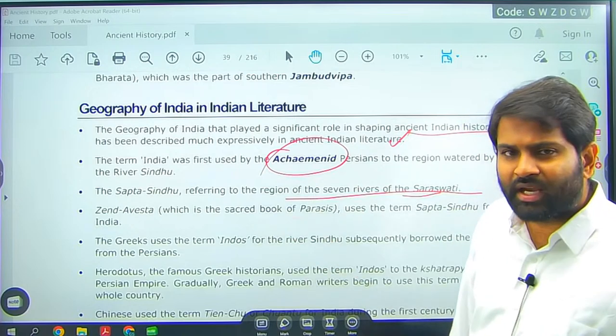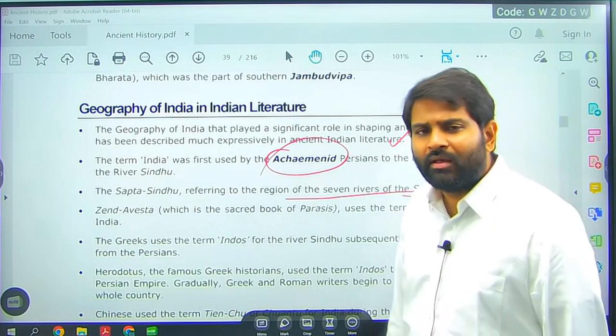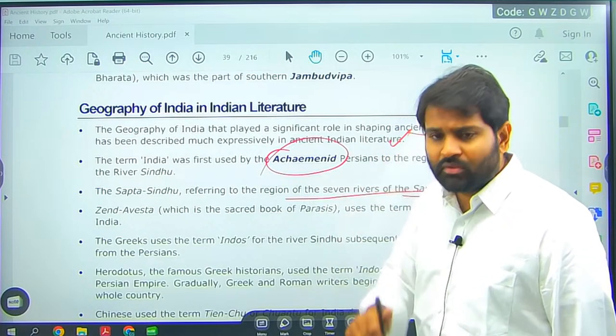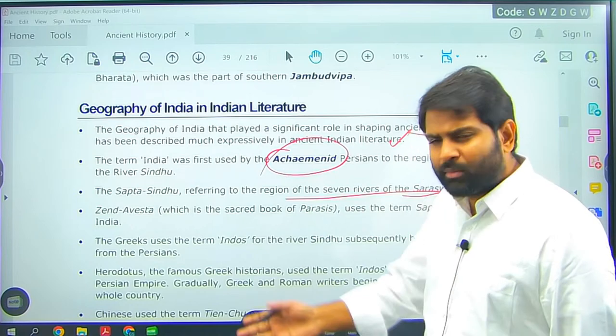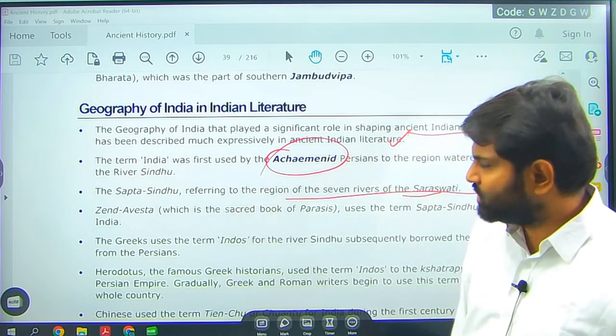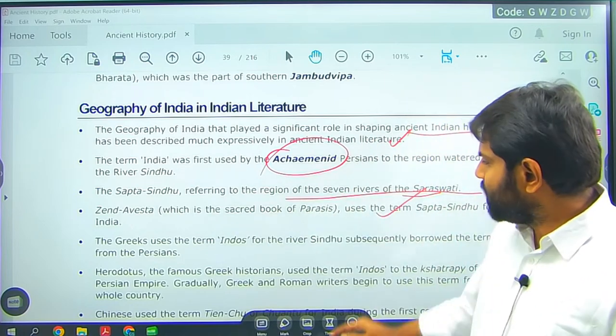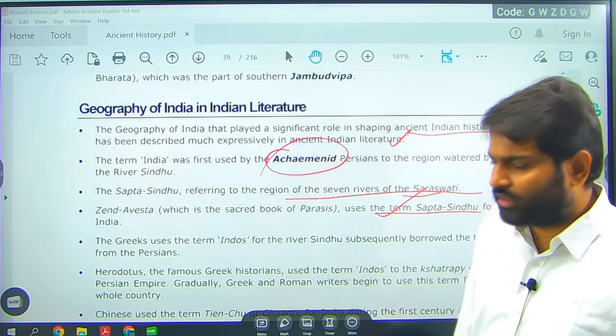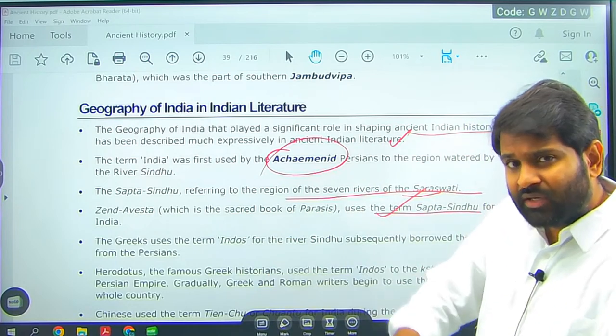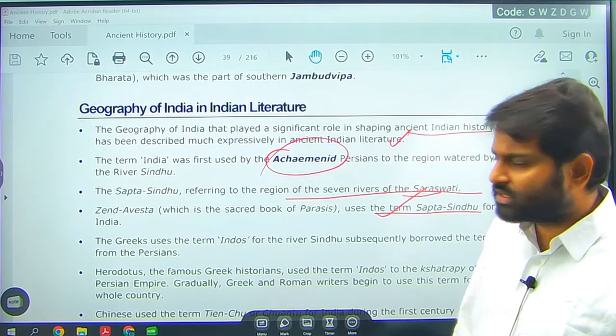The Zend Avesta is one of the sacred books of the Parsis, just as the Bible is for Christians, the Quran for Muslims, the Bhagavad Gita for Hindus, and many other books exist. The Zend Avesta is for Persians. It uses the term Sapta Sindhu for India. The land between these rivers is considered Sapta Sindhu.